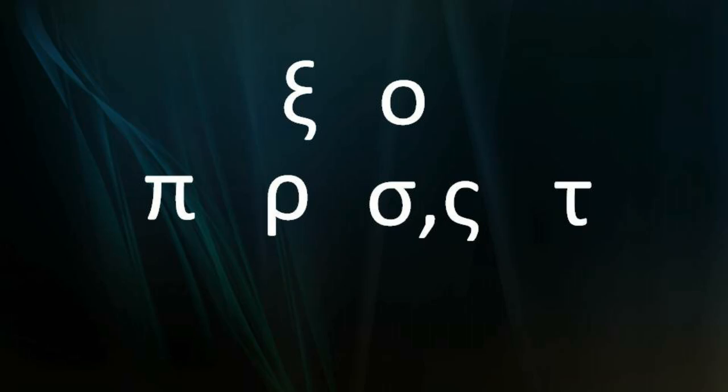And now let's put it together with the first two letters up there. Xi, Omicron. Okay, repeat after me. Xi, Omicron. And now repeat. Pi, rho, sigma, tau. Now I'm going to put it together and repeat. Xi, Omicron, Pi, rho, sigma, tau. Let's do it again.